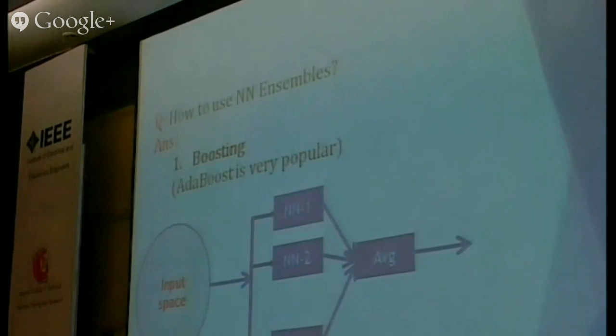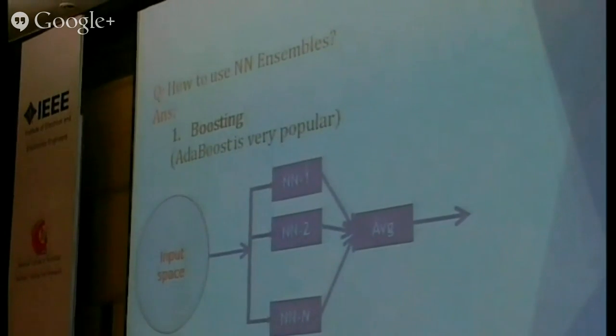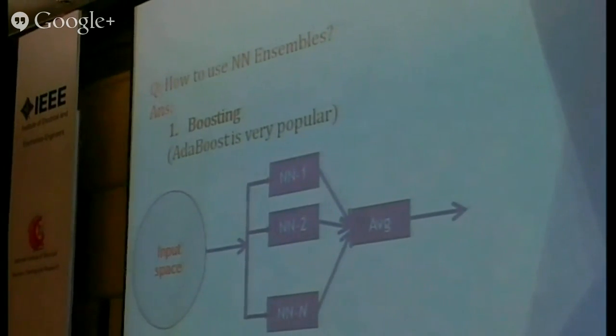Sir, one more question, please. Sir, NN1, NN2 means two different types, like MLP, RBFNN? Well, it can be MLP and RBF also, but it can be the same type of neural networks. With different architecture? Same architecture too is fine.